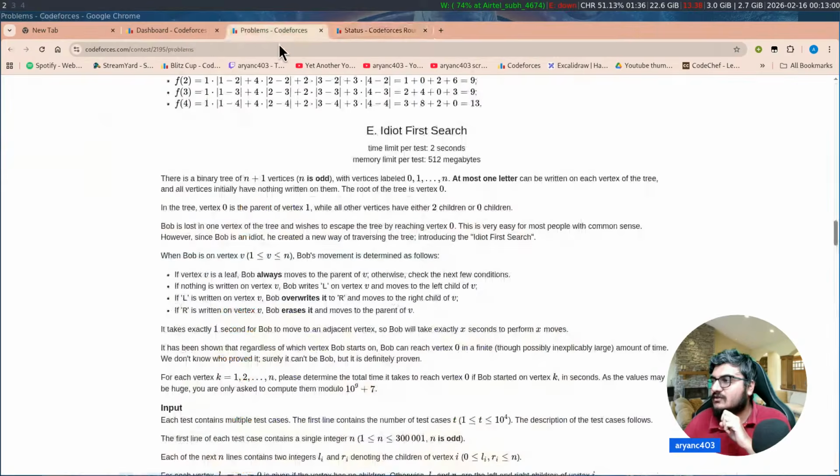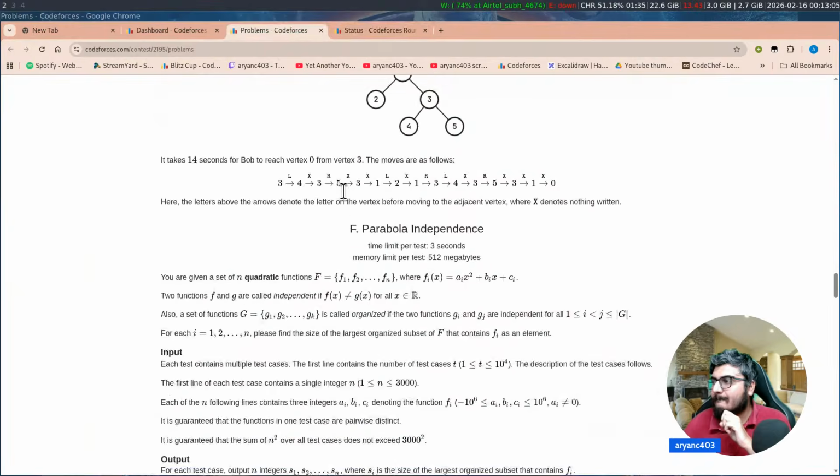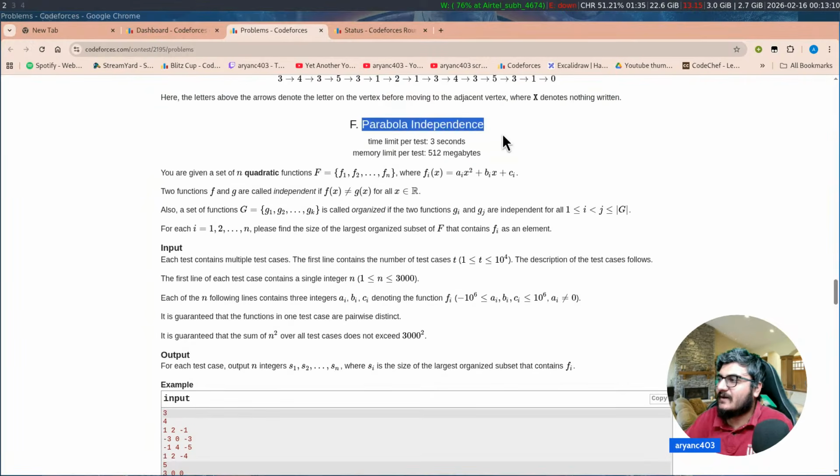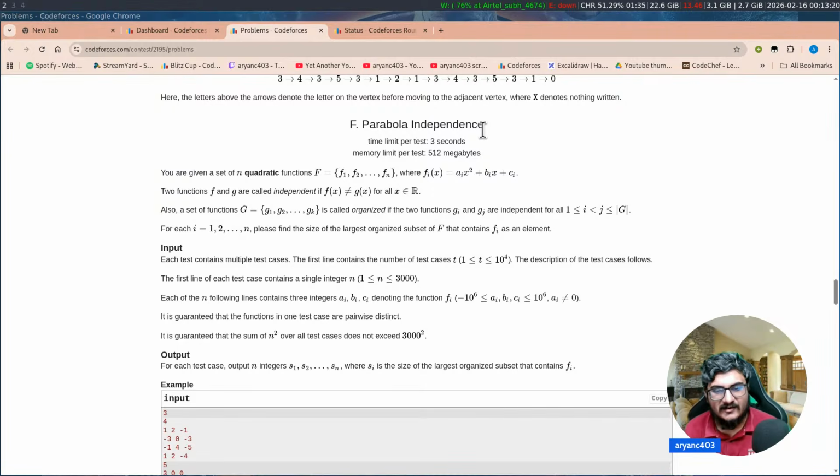So this was problem E. So the next problem would be parabola independence. I should have changed approach for F once I noticed clique solving wasn't possible. The clique idea is too tempting over here.